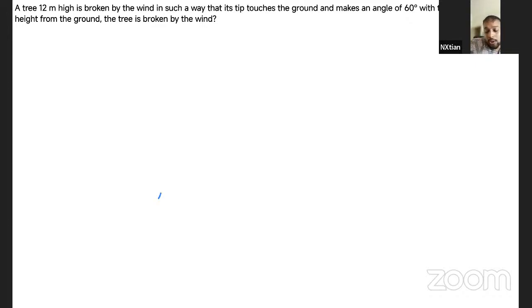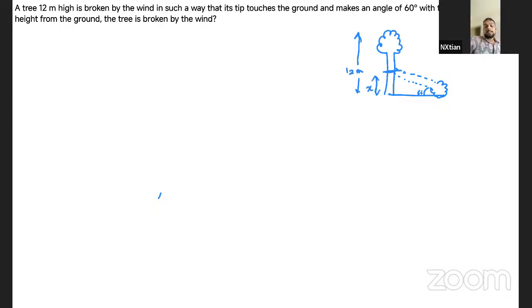Now, a tree 12 meters high is broken by the wind in such a way that its tip touches the ground and makes a 60-degree angle. So, for example, this is a tree, and it is basically 12 meters high, but it got broken in such a way that this makes 60 degrees with the ground. Now you have to calculate at what height from the ground the tree is broken. So we have to find this distance.